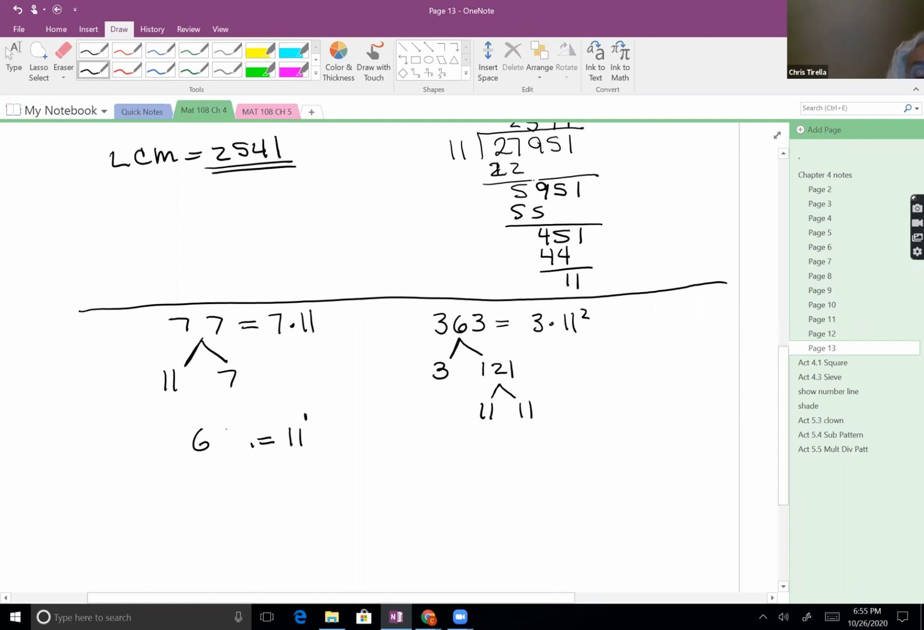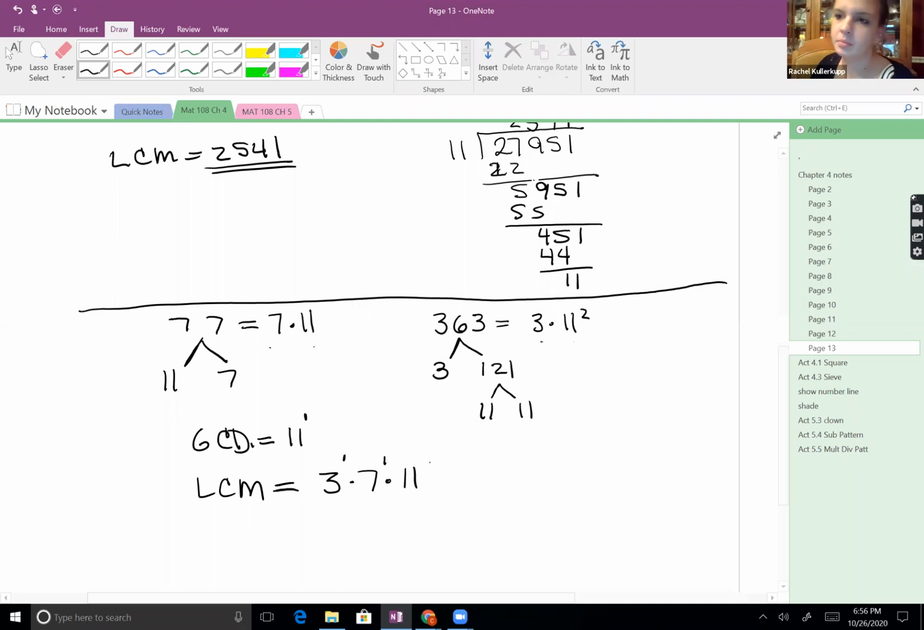That's the greatest common divisor, isn't it? The least common multiple, we have to list all of the factors. So between all of those numbers, the factors I see are 3, 7, and 11. The highest exponent on 3 is 1. The highest exponent on 7 is 1. What's the highest exponent on 11? 2. And so that would be 21 times 121.